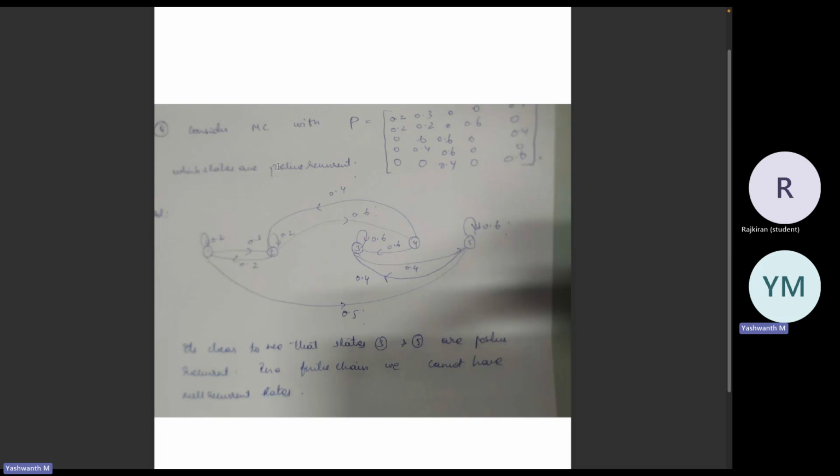So which states are positive recurrent? First of all, you see that this is a finite chain. Once you see a finite chain, you should rule out null recurrent states. And if it has a stationary distribution, you should immediately conclude that all the states are positive recurrent. But that's not the case here, I'm just saying that. So which states are positive recurrent?